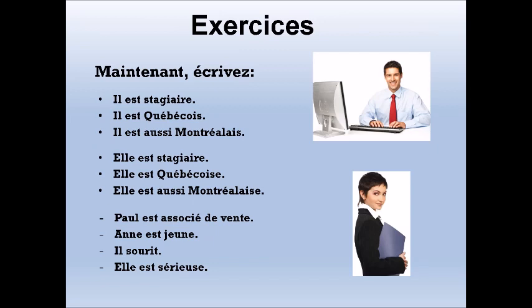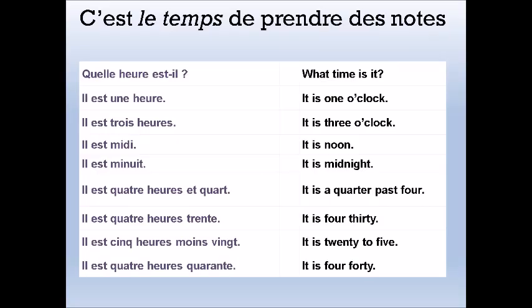Again, here's more sentences that you can look at and learn. I will not say the English side. I will only say the French side because this is a longer video than I expected, so we've got to continue. Quelle heure est-il? Il est 1h. Il est 3h. Il est midi. Il est minuit. Il est 4h15. Il est 4h30. Il est 5h moins 20. Il est 4h40.